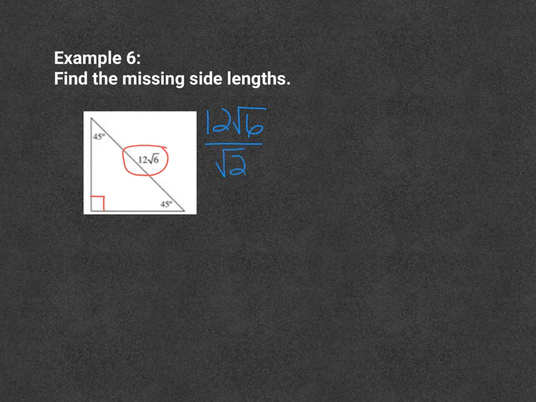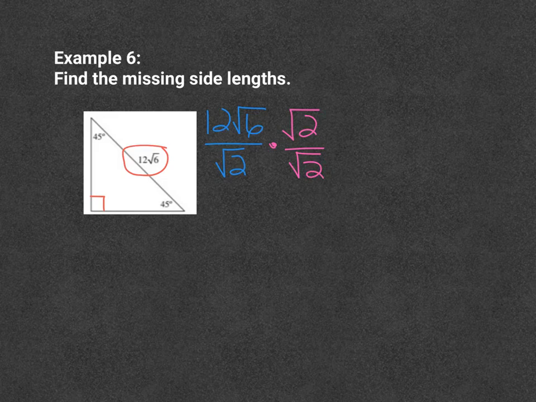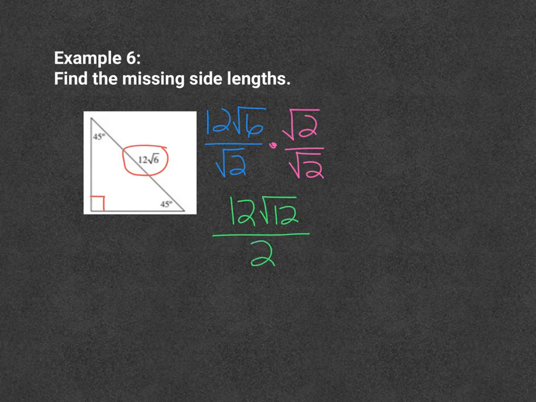Since we can't have a radical in the denominator, we're going to multiply both the numerator and denominator by root 2. So 12 root 6 times root 2 will give me 12, and then 6 times 2 will give me 12. So 12 root 12. And then root 2 times root 2 will give me the square root of 4. The square root of 4 is just 2. Now we're going to simplify. 12 divided by 2 will give me 6. So I have 6 root 12.